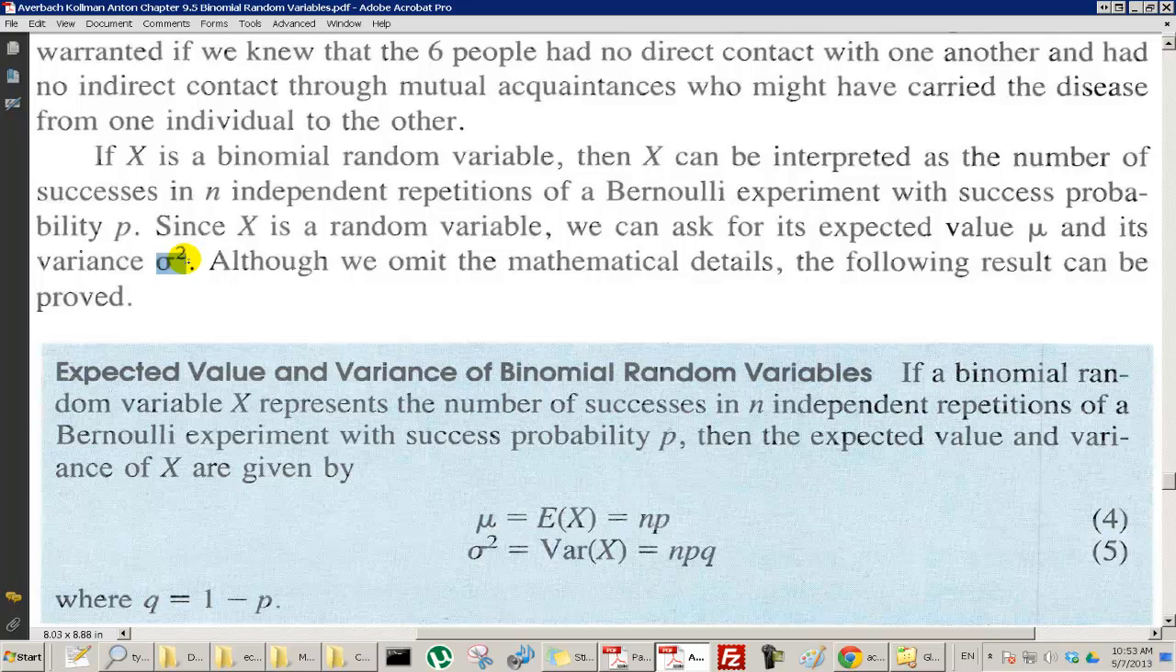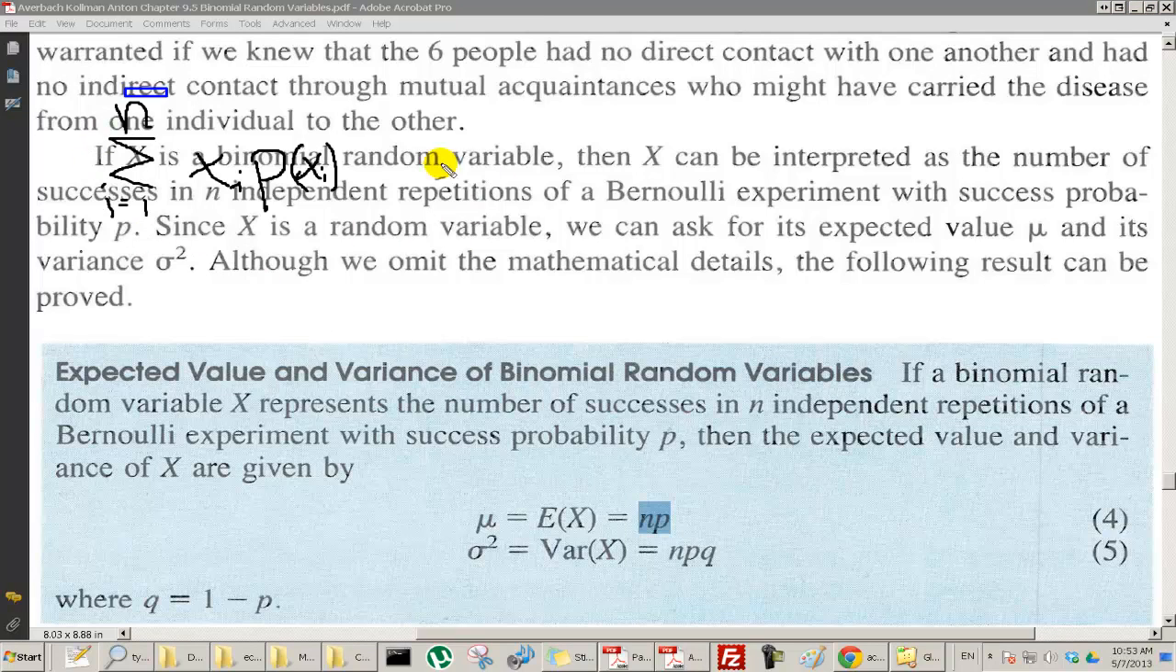Although we omit the mathematical details, it turns out that the expected value of x is just going to be np. P is just the probability of success, and n is the number of repetitions. Now, you have to prove this formula, and if you recall, the formula for expected value looks like this: sigma, i goes from 1 to n, x sub i, p of x sub i. Remember, it was the value of the random variable times its probability.